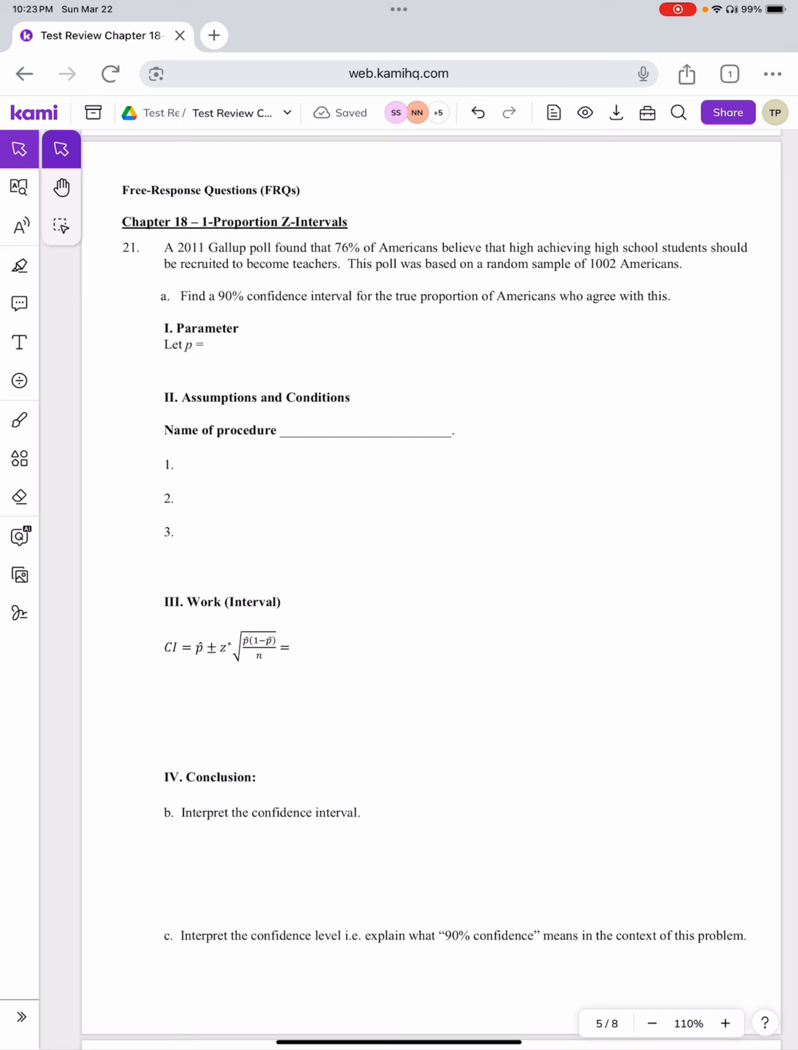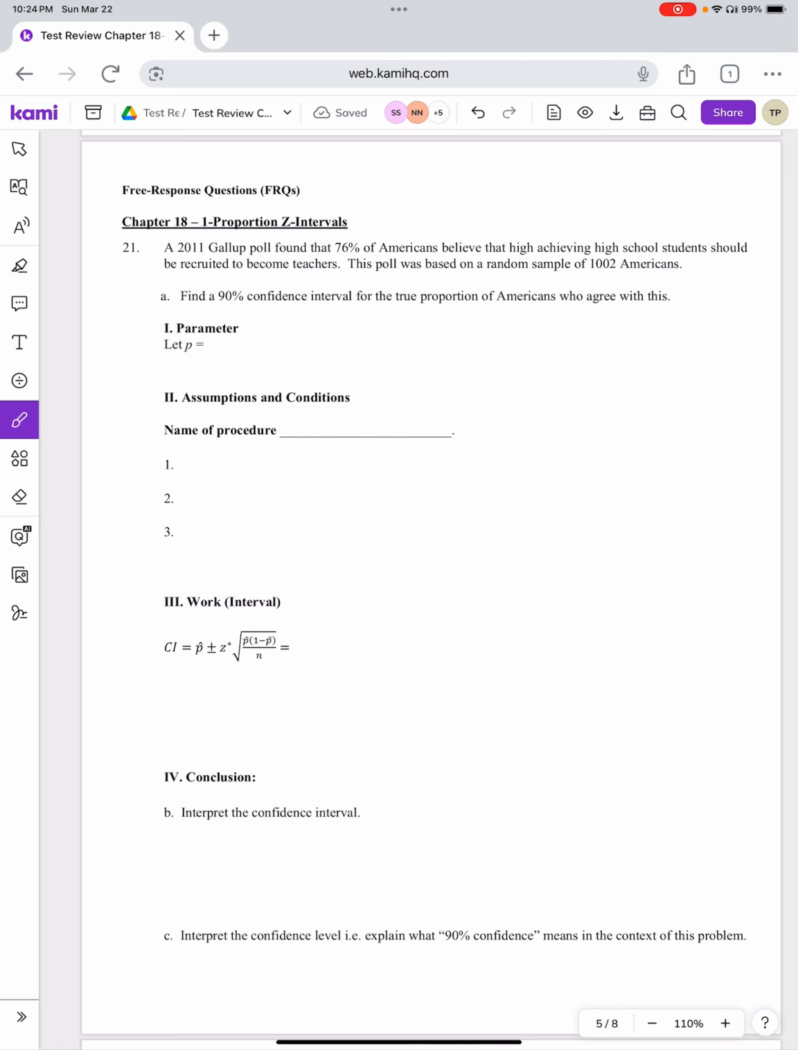So I'm going to go over the FRQs in the test review for chapters 18 through 21. Number 21 says a 2011 Gallup poll found that 76% of Americans believe that high achieving high school students should be recruited to become teachers. This poll is based on a random sample of 1,002 Americans.